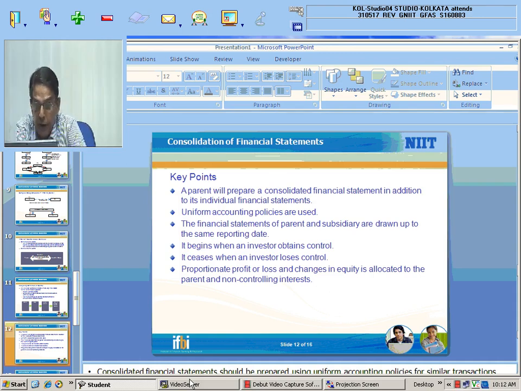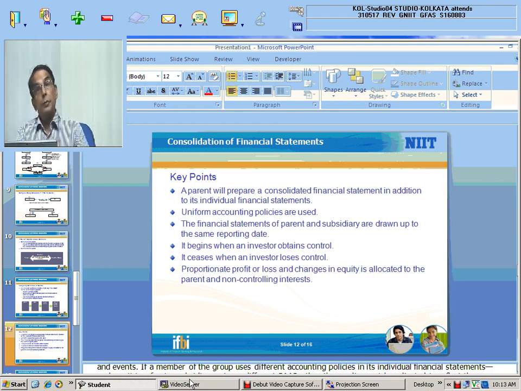If a member of the group uses different accounting policies in its individual financial statements, supposing it's a foreign subsidiary, supposing the parent company is in UK and the subsidiary company is in US. Now the UK company prepares its financial statements complying with IFRS, whereas the US company may prepare its financial statements following US GAAP. So if a member of the group uses a different generally accepted accounting principles, US GAAP, then the results must be adjusted to reflect the group policy before incorporating the subsidiary's result into the group. So now I think, Shubham, you can understand the answer to your question.